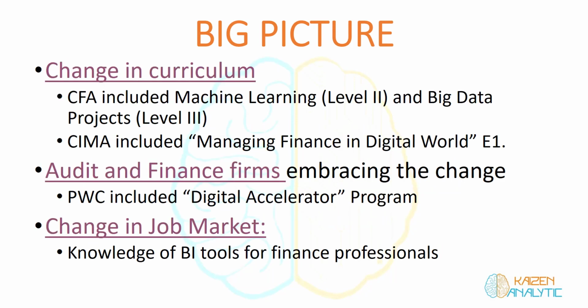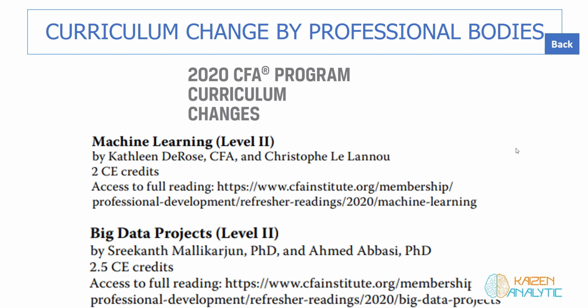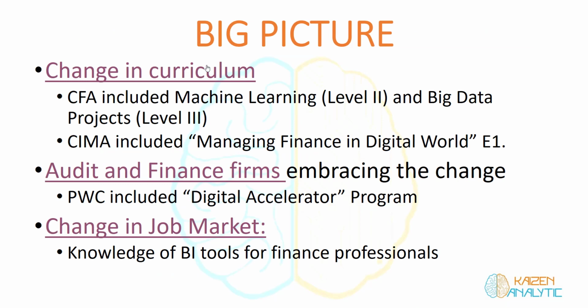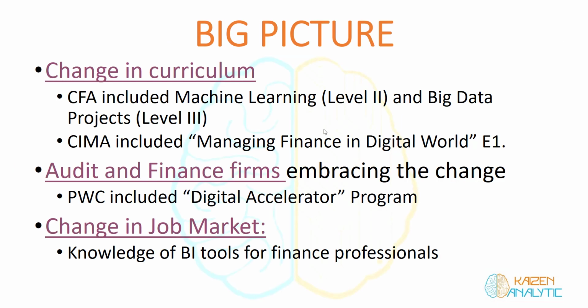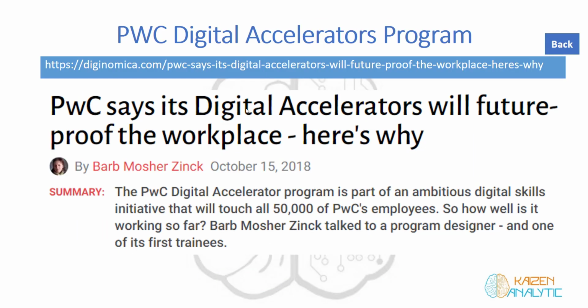If you analyze some of the changes in curriculum, CFA has changed their curriculum. CFA has introduced machine learning in level 2 and big data projects in level 3. And CIMA has included a subject in their operational level, E1, for managing finance in the digital world. Audit and finance firms are also embracing the change. Like PwC has initiated a digital accelerator program, and it is not new. It is 2 years back, and they are trying to inculcate digital skills in their almost 50,000 employees.